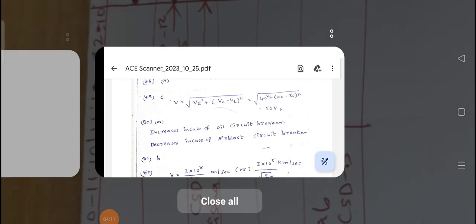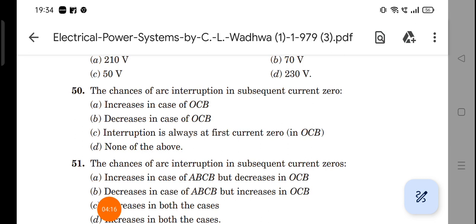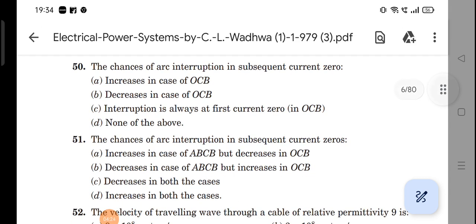Next, 51st question, the chance of arc interruption in subsequent current zeros. Okay, already we know the first point, right? Increases in case of oil circuit breaker, but decreases in case of air blast circuit breaker. In the previous problem only I explained this point, right? Now see here, second option, decreases in case of air blast circuit breaker and increases in case of oil circuit breaker. That means the 51st question answer will be B is correct.